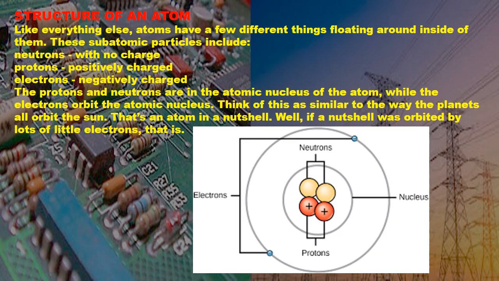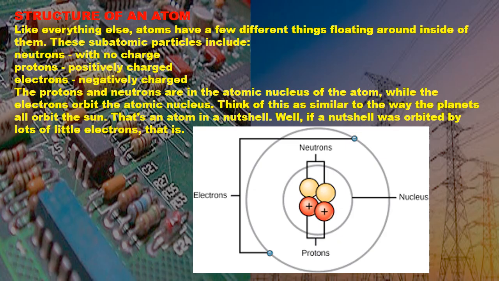Atoms have a nucleus. In the nucleus we have the protons and the neutrons, which is the center of an atom. An element is made of atoms, and an atom has a center, which is the nucleus. So in the nucleus we have the subatomic particles, the neutrons and the protons, and the electrons orbit the nucleus of the atom. So these are subatomic particles.